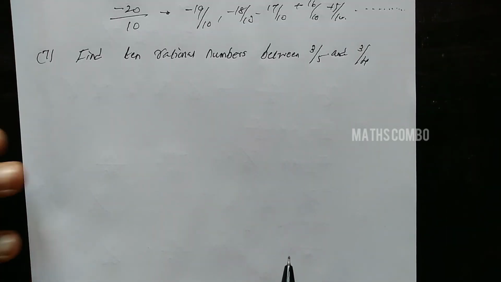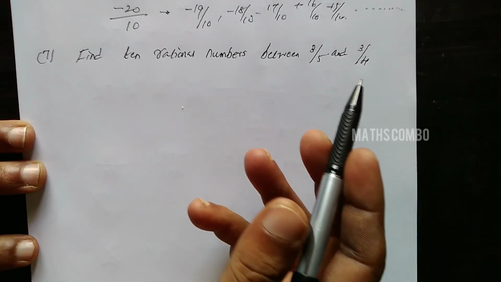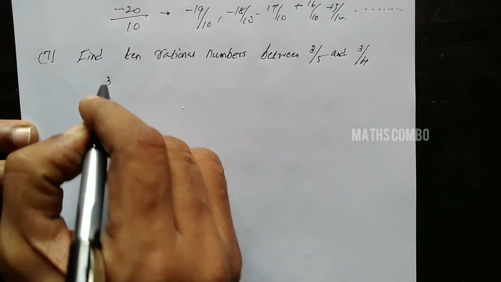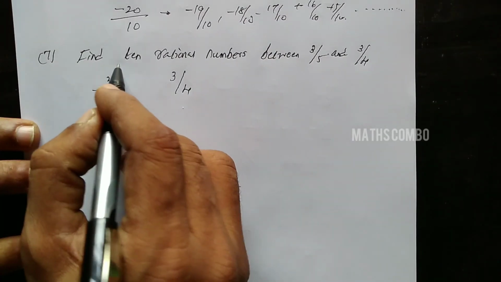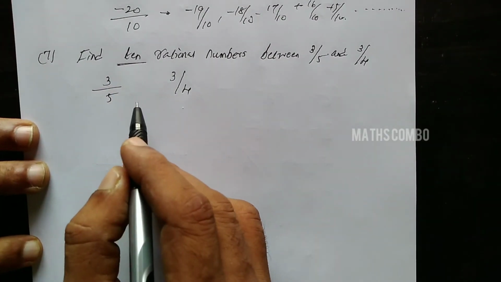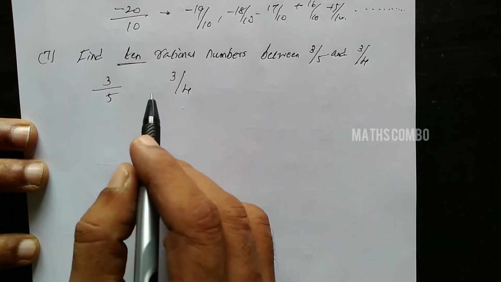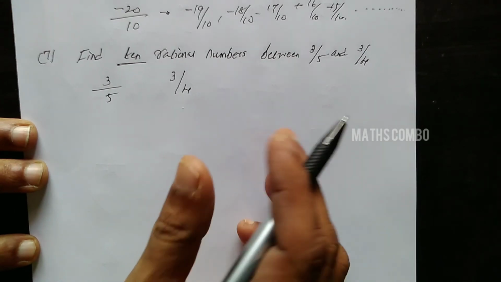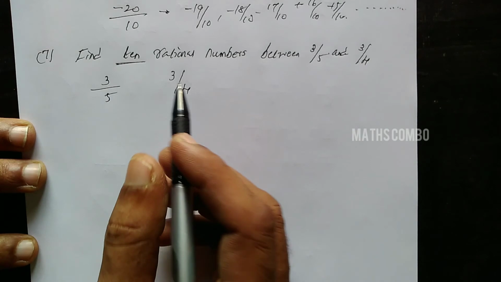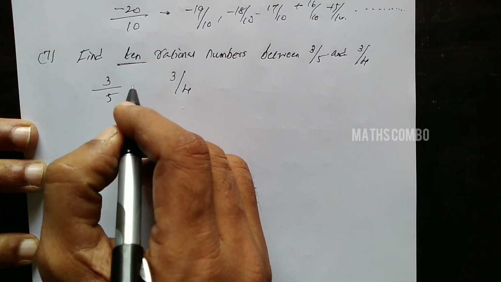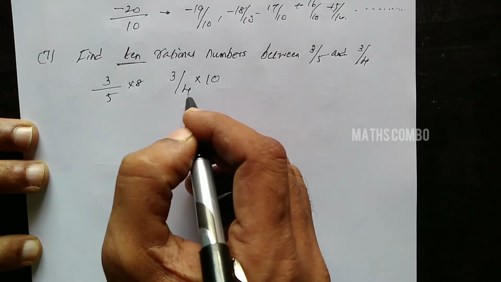Now we will read the seventh question. Find 10 rational numbers between 3 by 5 and 3 by 4. Okay, so 3 by 5, 3 by 4. They are asking for 10 rational numbers, so it is better to multiply by a greater number to equalize the denominator. If you multiply by a smaller number, we will get answers, but we will not get 10 rational numbers. We will get fewer. So I go for a big number. Okay, I will multiply by 8 and 10, so it will be 40.